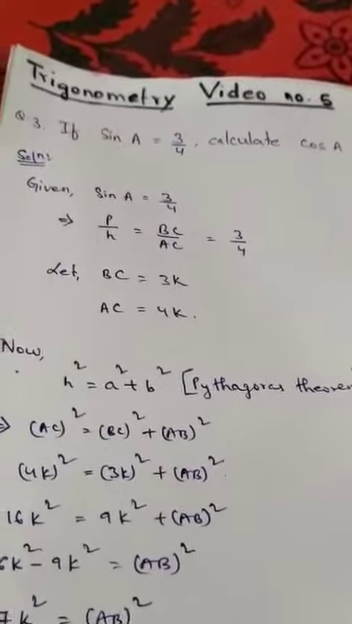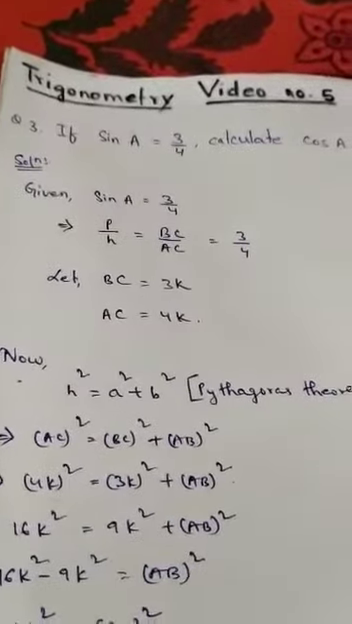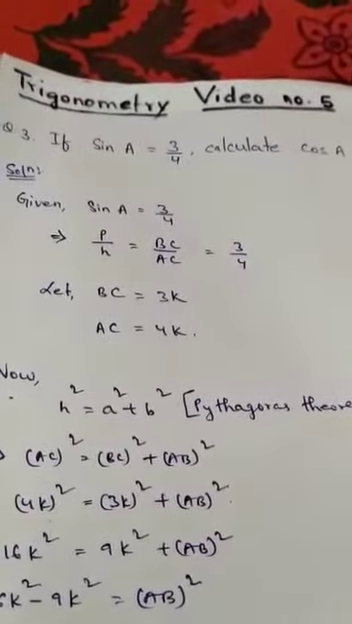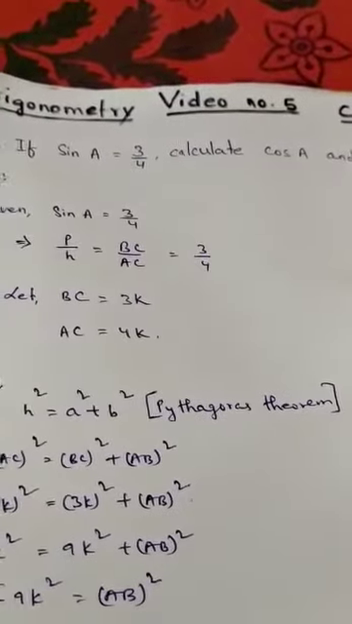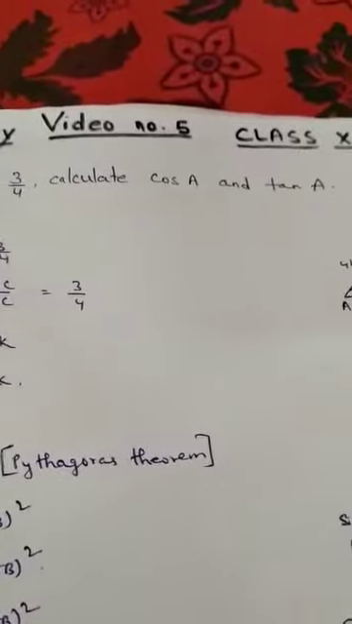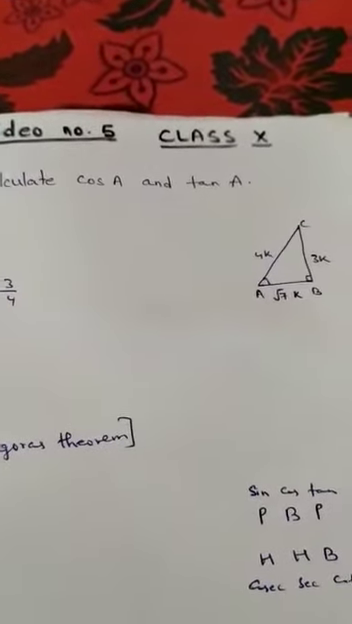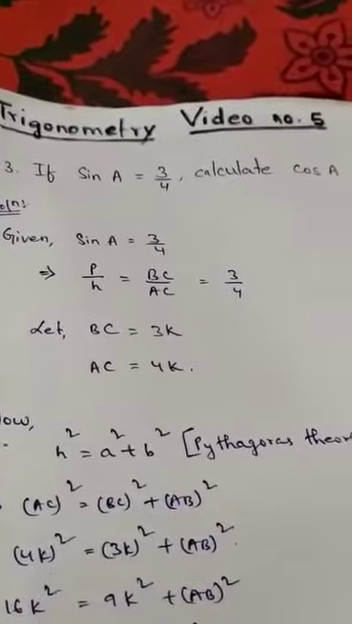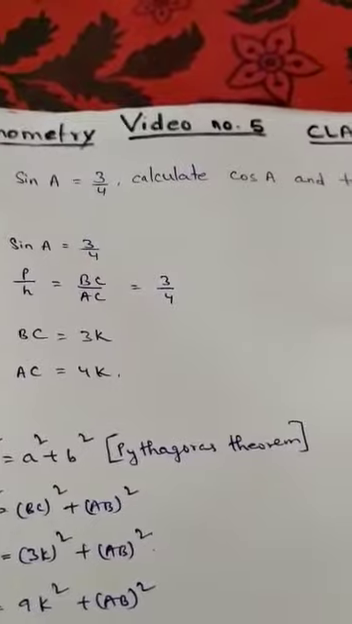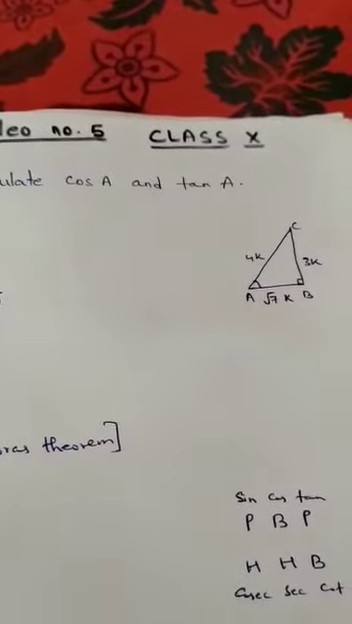Today I will solve question number 3, and in question number 3 it is given: if sin A is equal to 3 by 4, calculate cos A and tan A. I repeat the question: if sin A is equal to 3 by 4, calculate cos A and tan A.